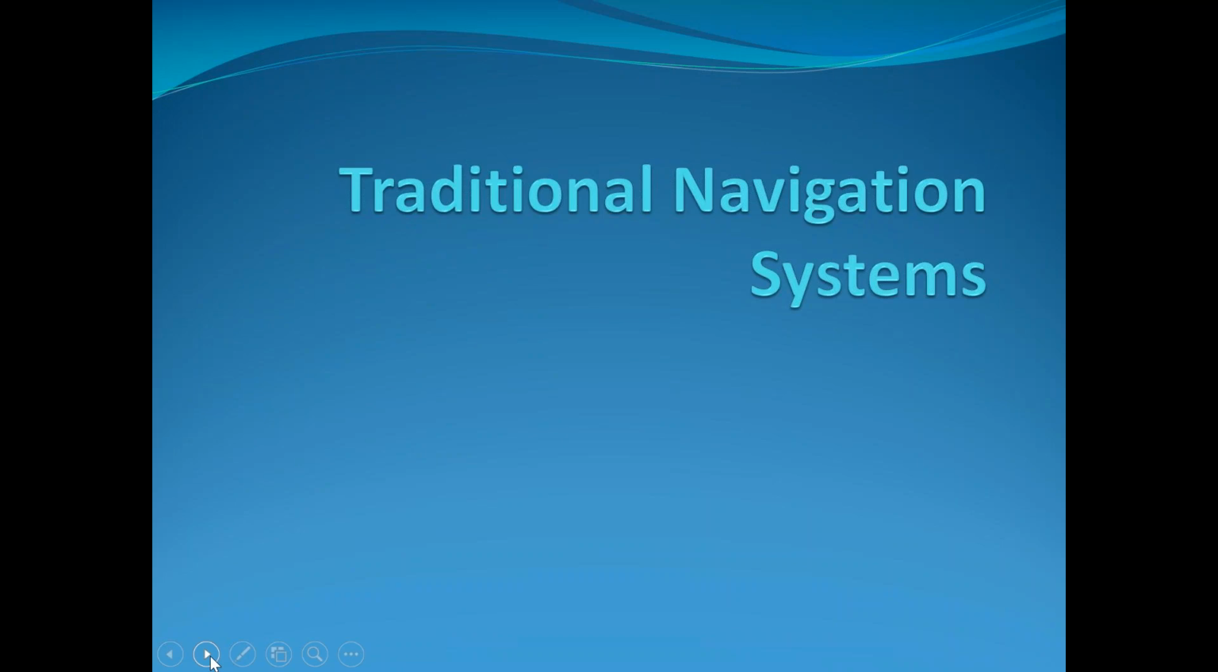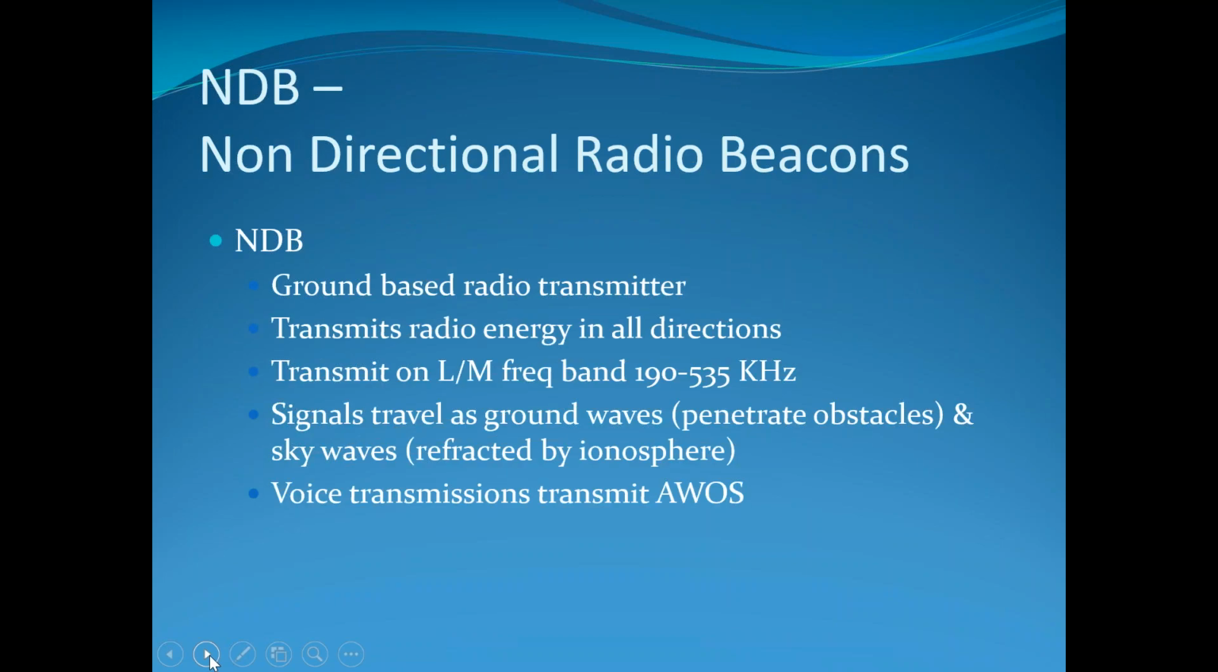So let's look at traditional navigation systems, starting with the NDB. Just a quick recap from what we looked at the other day. NDB is a ground-based radio transmitter. Transmits radio energy in all directions, and it goes on the frequency band 190 to 535 kilohertz. Signal travels as ground waves, penetrates obstacles, and sky waves, which is refracted by an ionosphere. So basically it just means that it can be bounced off of clouds and things like that.